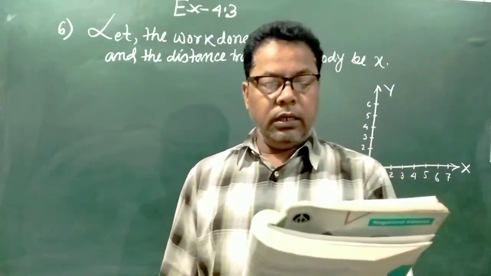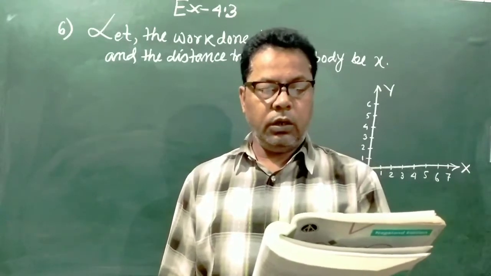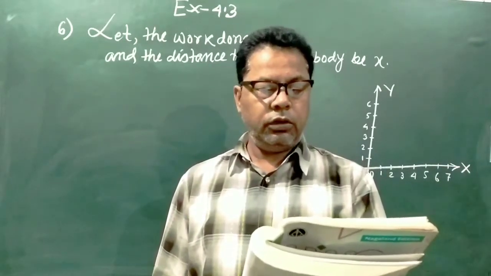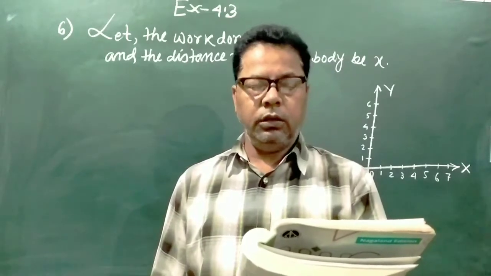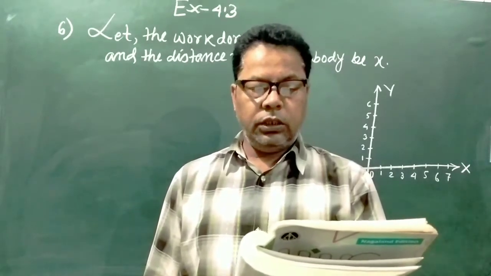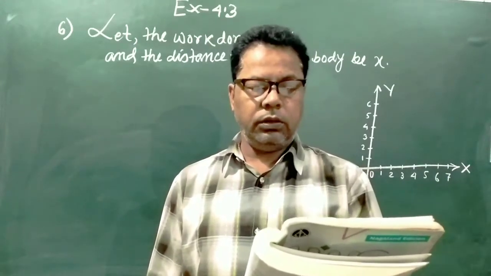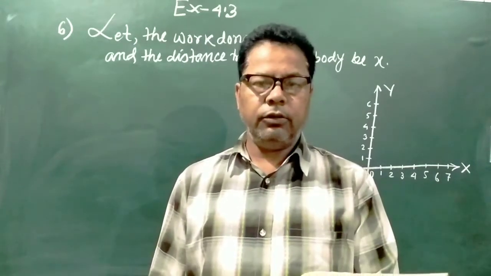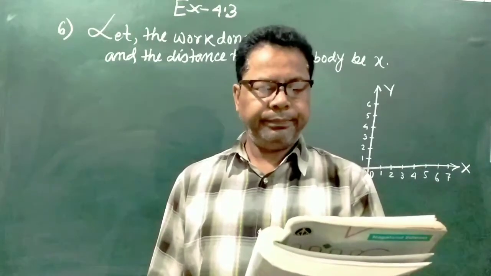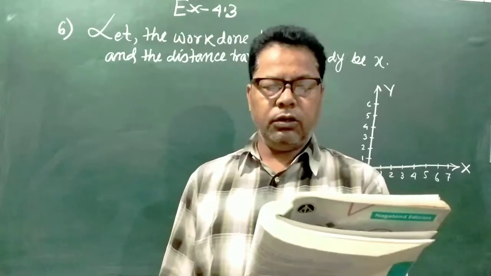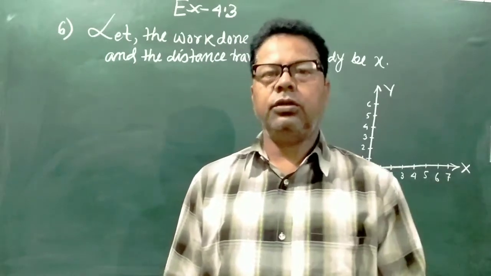If the work done by a body on application of a constant force is directly proportional to the distance traveled by the body, express this in the form of an equation in two variables. So two variables we have to take, we will take x and y, and draw the graph of the same by taking the constant force as 5 units.